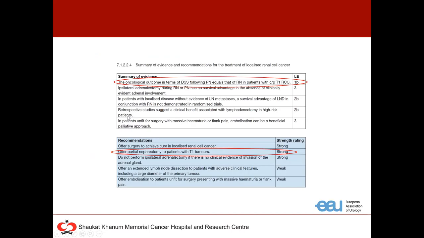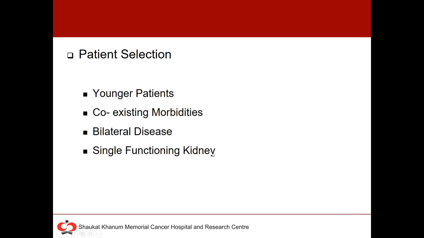So if we look at the EAU guidelines, there's a level 1B evidence that the oncological outcomes in terms of disease-specific survival following partial nephrectomy equal radical nephrectomy. However, offer partial nephrectomy to patients with T1 tumors. Okay, so we have to select our patients carefully. So who are those patients?